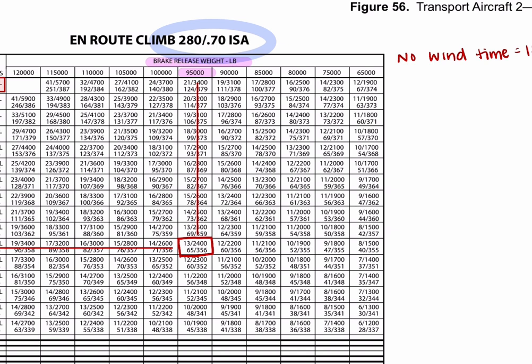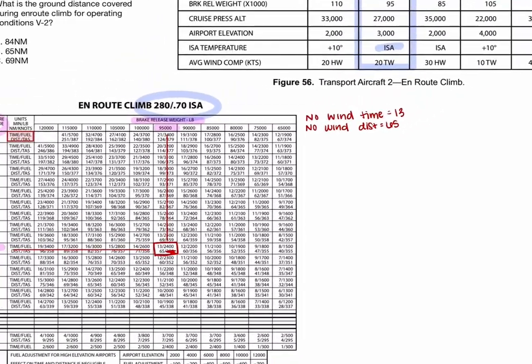And then the fuel is not our worry right now. We're not calculating for fuel, so we can move on to distance. Our no wind distance is 65. And then our true airspeed, it says, is 356, but for these problems, we're going to disregard that, and we're actually going to have to calculate our own airspeed.